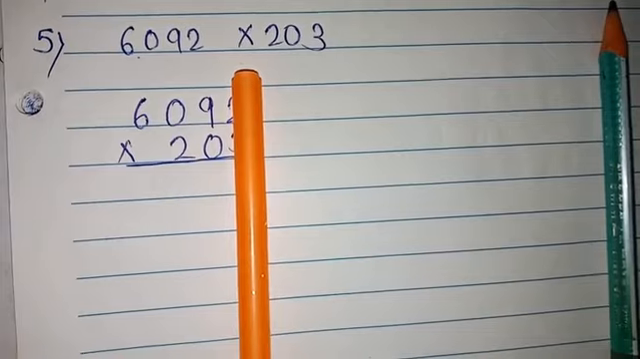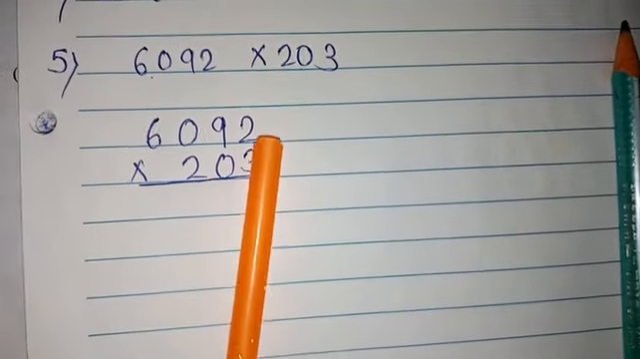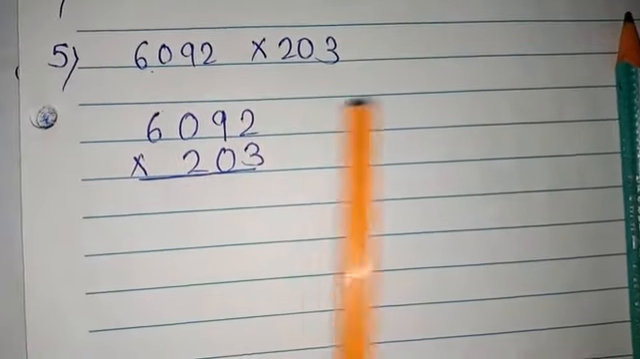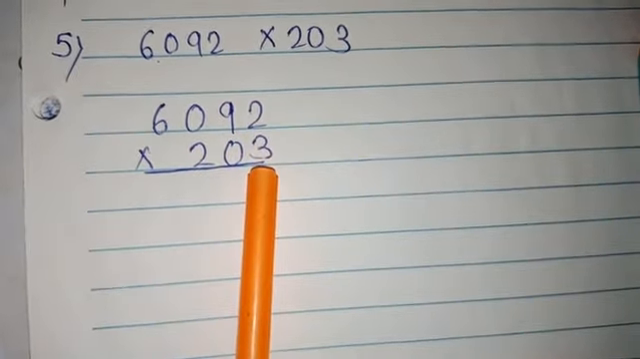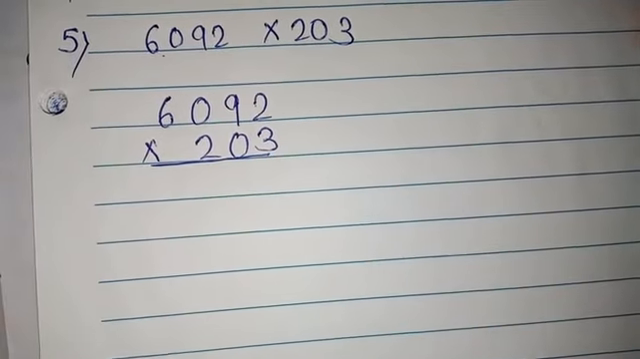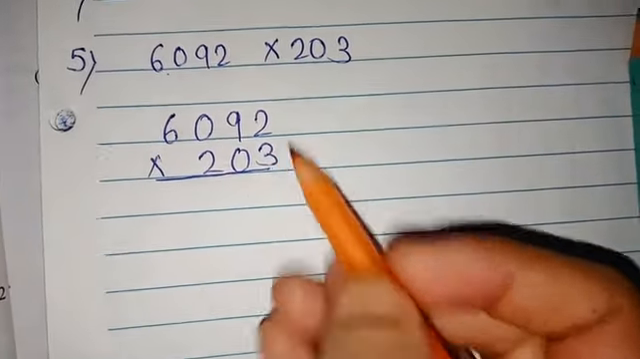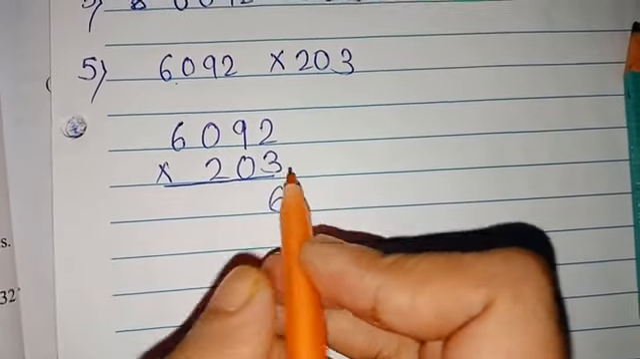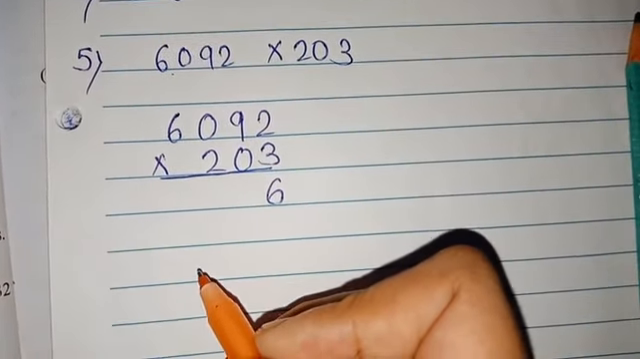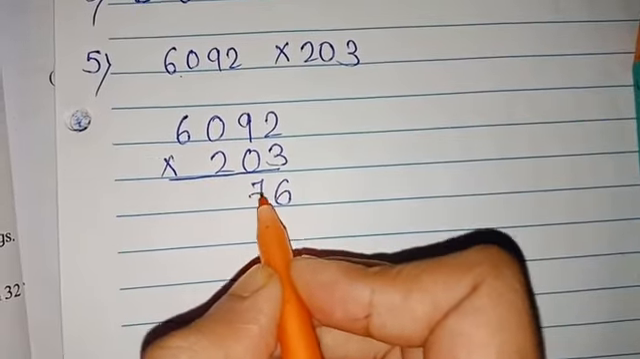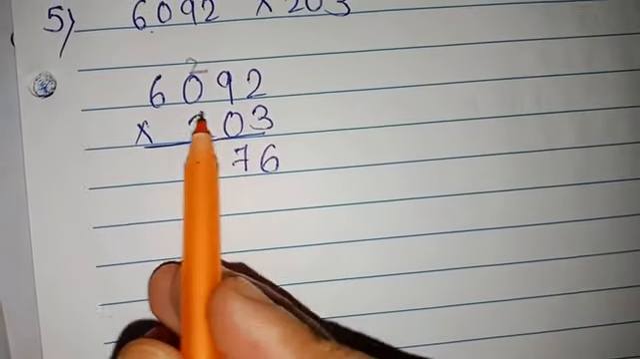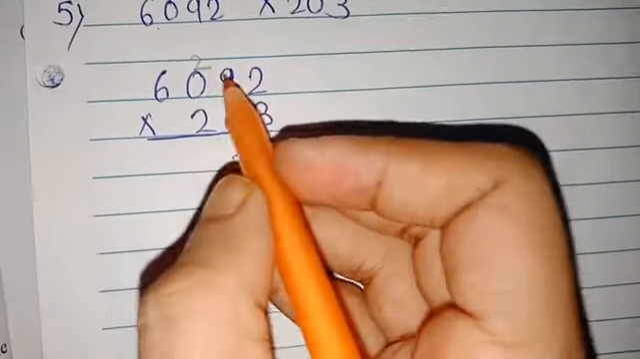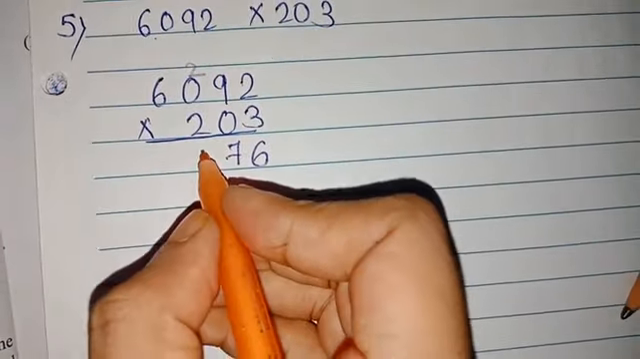6092 multiplied by 203. First we will arrange them in vertical form like this. Now first we will multiply 6092 by this 3. Okay, so 3 twos are 6, 3 nines are 27, right? So 7 will come here and carry forward 2. Now 3 zeros will be 0 only, so I will directly write this 2 here.